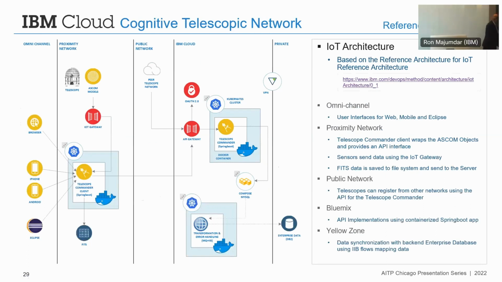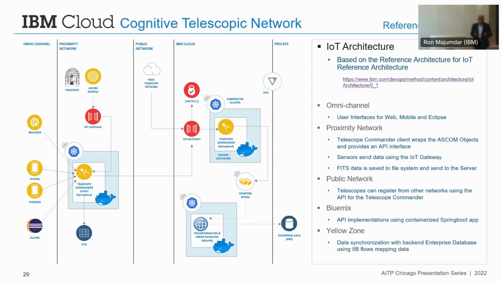Okay. So this is basically a reference architecture. You can find it on the IBM site, in the architecture center. If you go to this link on the top, IoT architecture, you'll see that. This is a very common architecture, nothing really fascinating about it. It just says you have omni-channel, different channels of communication. So you have browsers, iPhones, Android, Eclipse, which is a development tool. And you have the telescope commander here in the middle, communicating through some IoT gateway.